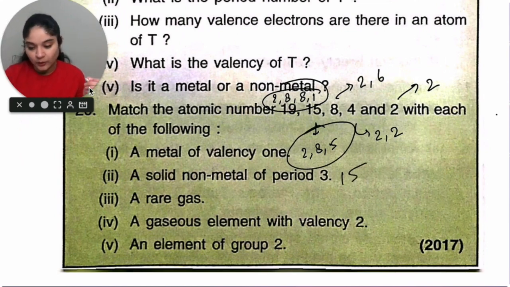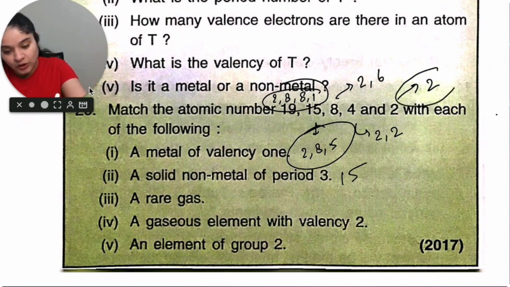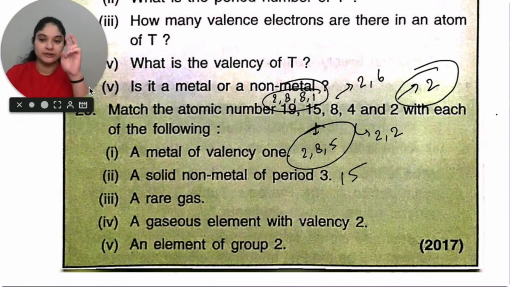Then they're talking about a rare gas. For a rare gas, that is helium, atomic number 2. Helium is a rare gas.